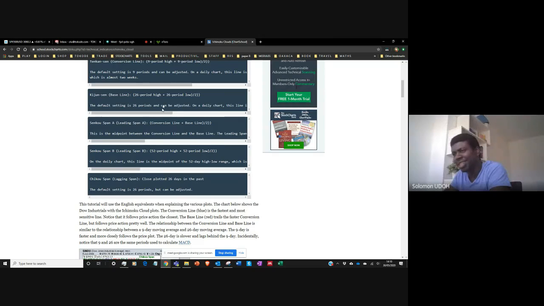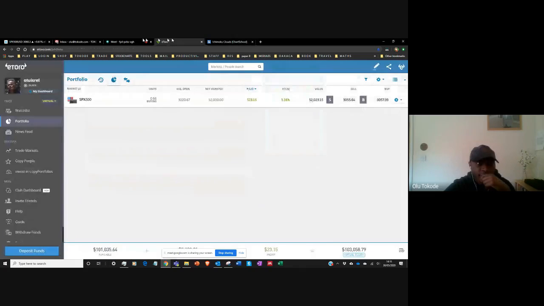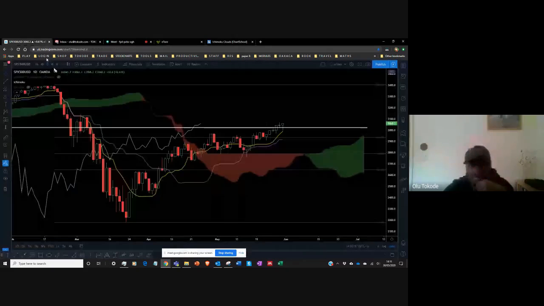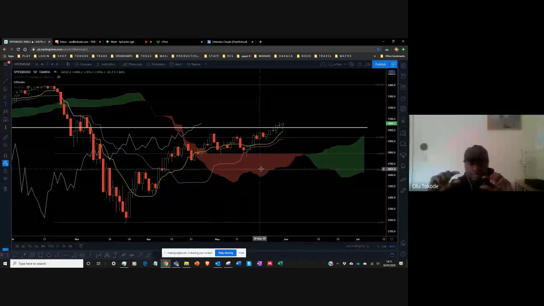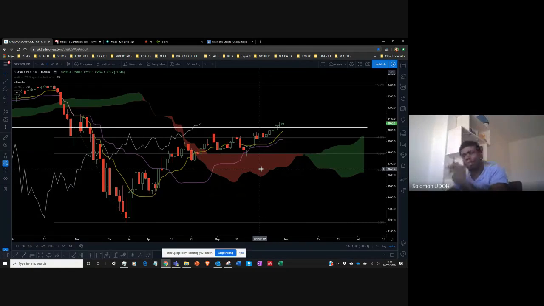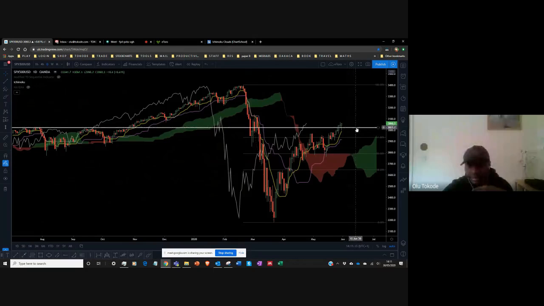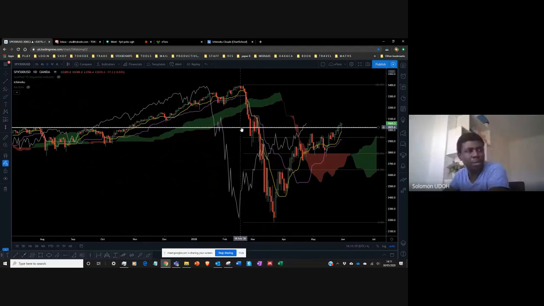Okay. So what that does is it will give you a support and resistance zone that is dynamic. You know, usually when we draw support and resistance, this line is resistance. But as price is changing, that line is.